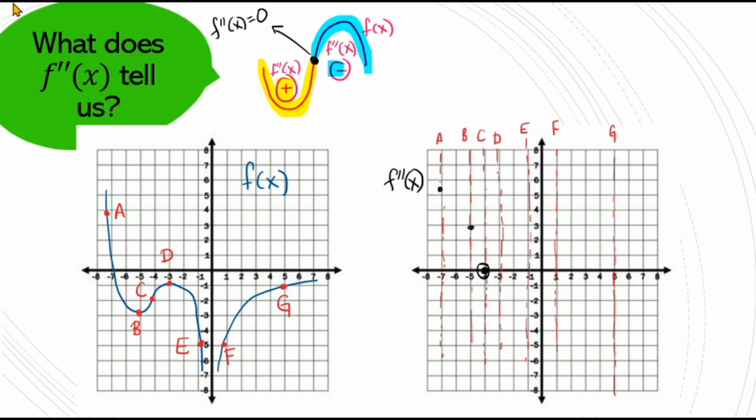D is where the slope is 0, but it is concave down. So I expect a negative second derivative. And E also negative. So we get this kind of linear thing going on here, which I've totally ruined. Looking in the positive x area, so at points F and G, both of these are concave down.